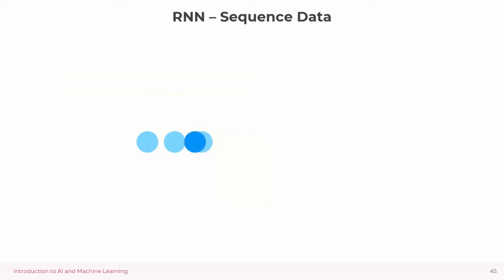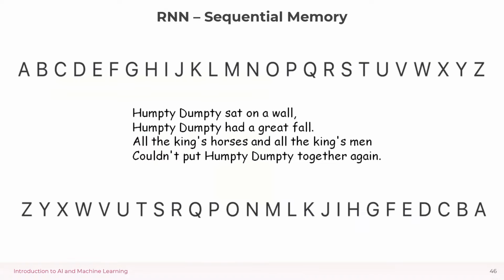Now look at the ball. It's been moving from left to right. And now if I ask you, where would it be in the next frame? You know exactly it would be to the right because you have context, you have history. So recurrent neural networks work on a concept of sequential memory.